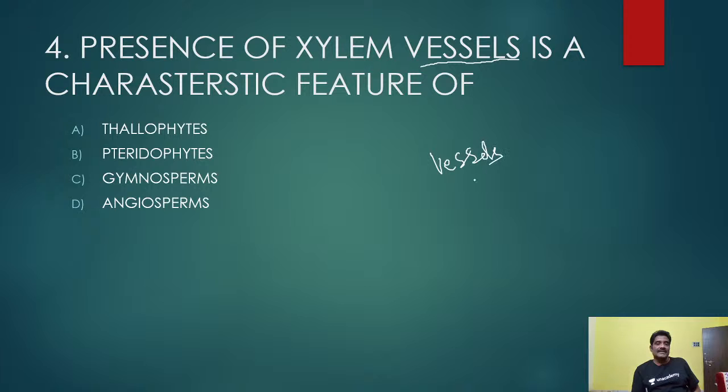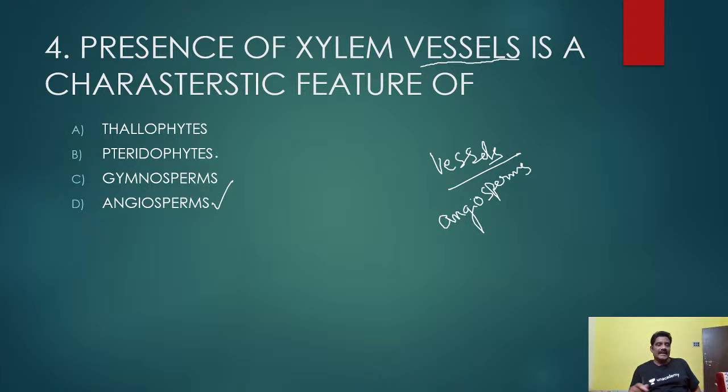These vessels are mainly found in developed plants, the angiosperms. So the presence of vessels is an important characteristic feature of the angiosperms. Here, angiosperms is the right answer. In thallophytes, I mean algae and fungi, pteridophytes and gymnosperms, vessels are absent. But exceptions are there.